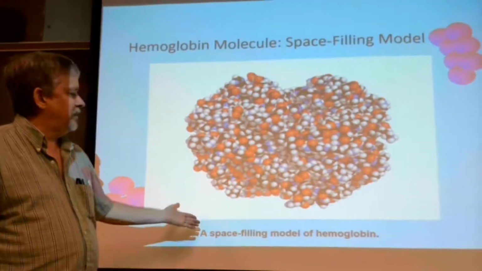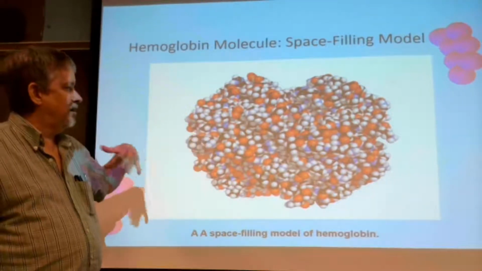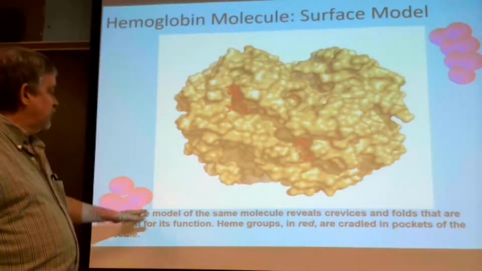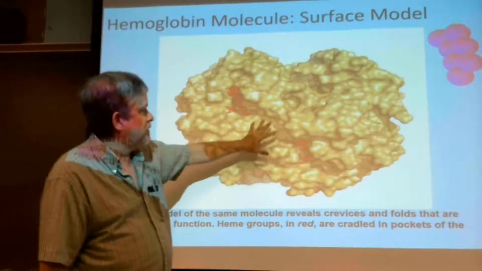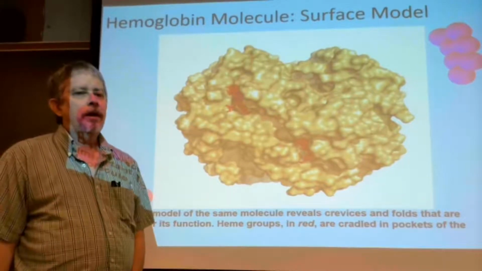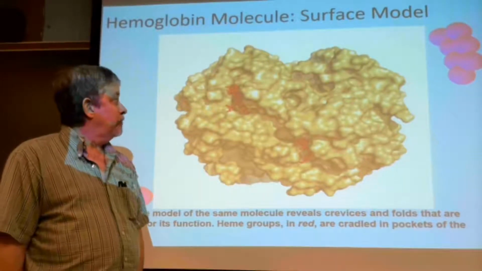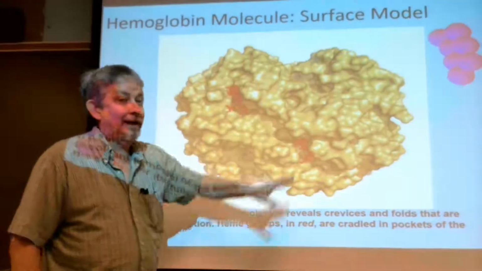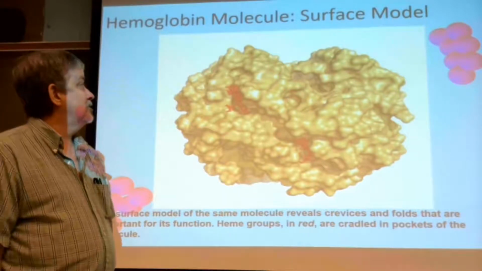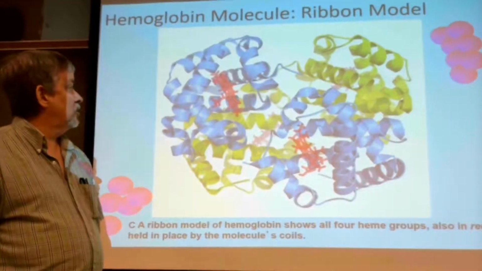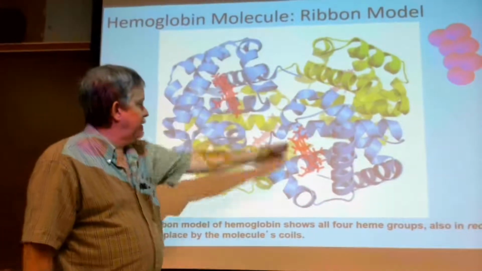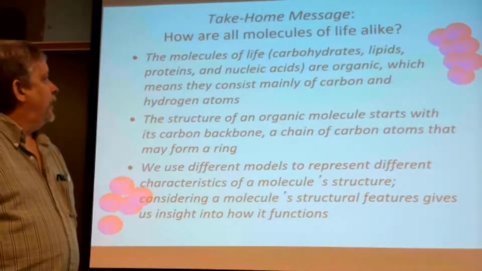This is the space filling model of hemoglobin in your blood, which carries oxygen. You really can't tell much with this. This is a surface model, which you can see more. You can see the folds, and these little red areas here are the active sites in your hemoglobin. There's only one thing that's going to fit in there well, and that's oxygen. And so this molecule carries oxygen. This is the ribbon model, which shows us the different types of proteins that come together to form this, and there's our active sites in there.